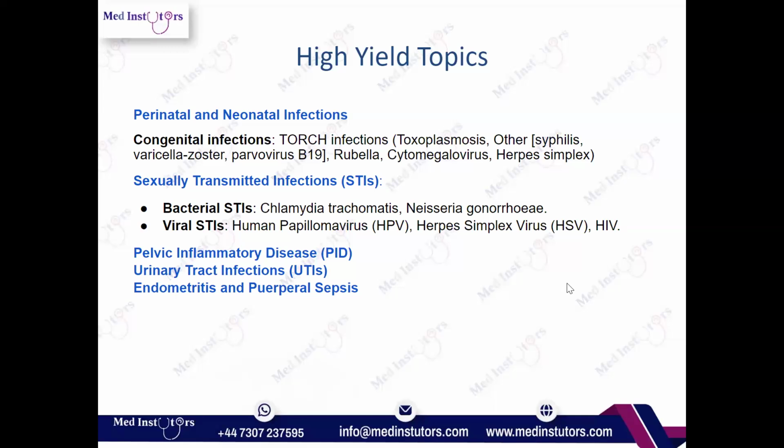When it comes to HIV, you need to study the guidelines, how we can manage a pregnant lady who has HIV, and how we can manage the baby who is born to an HIV positive mother. Then we have pelvic inflammatory disease, UTIs, endometritis, and puerperal sepsis. For puerperal sepsis, you need to cover the management guidelines again, what the most common causative organism is, how we proceed with the patient, and what preventive measures we can take to prevent puerperal sepsis in a female.